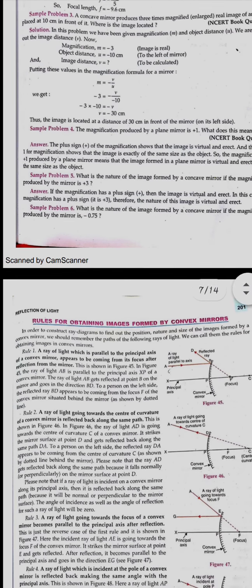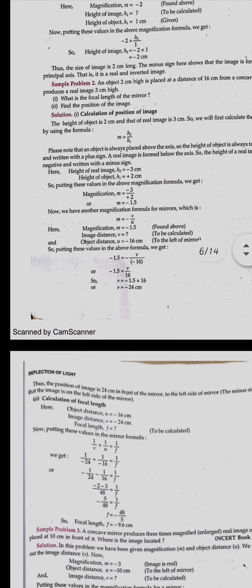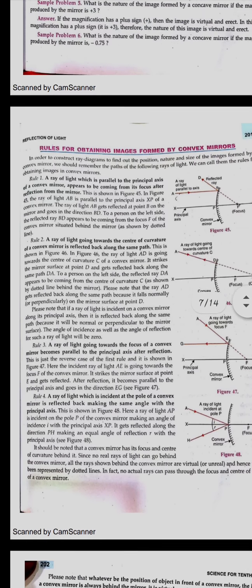Okay, so now in this session we will go through the rules for obtaining images formed by the convex mirror.